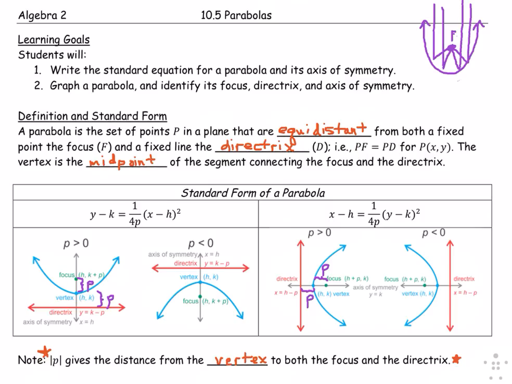That the length of line segment from point P to point F for the focus is the same distance from that point to the directrix. Now the vertex is going to be the midpoint of the segment connecting the focus and the directrix. So it's right in the middle, and that distance is known as p.